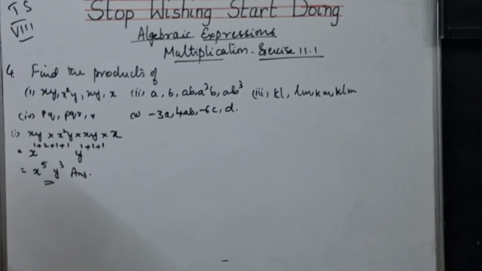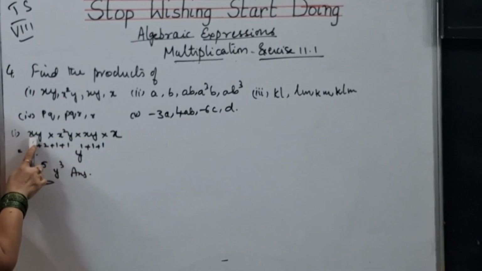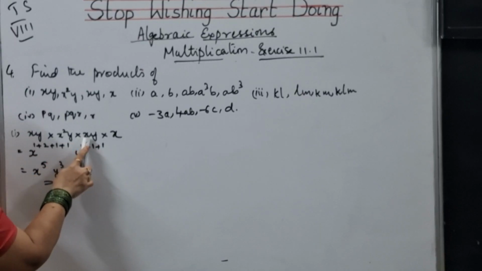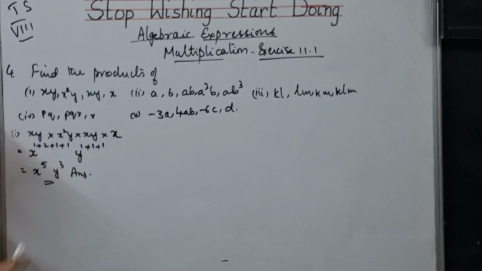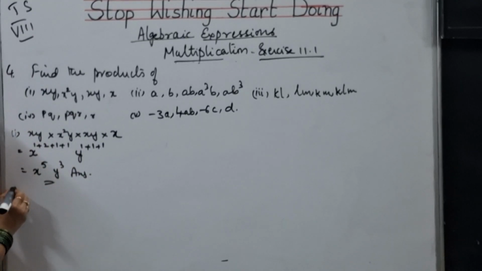You have to just add the powers for the same base. x here, here, here, here: 1 plus 2, 3, 4, 5. So x to the power of 5. y: 1, 2, 3. Okay. Now the second one we will do.